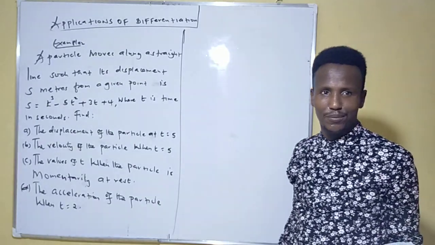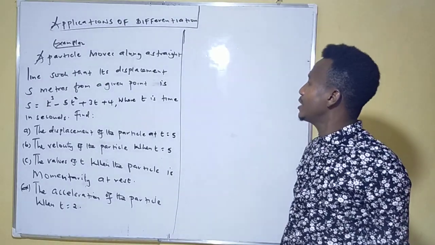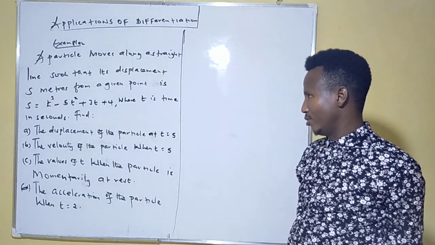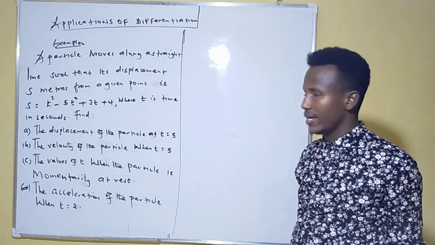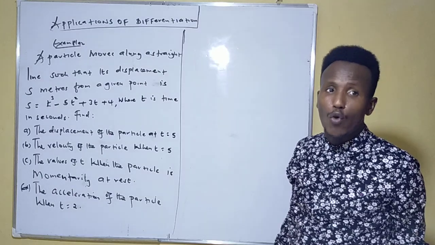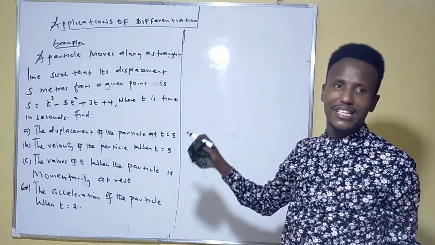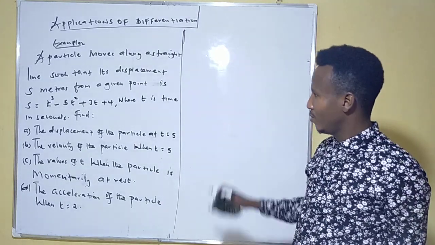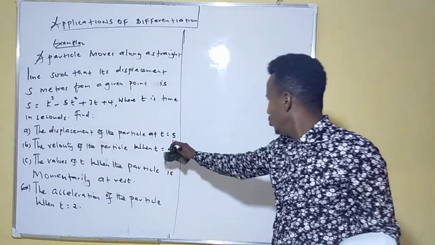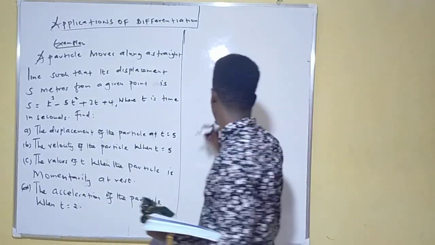Let's understand the question. A particle moves along a straight line such that its displacement, that's the distance, s meters from a given point is s is equal to t power 3 minus 5t squared plus 3t plus 4. That is the displacement, where t is time in seconds. Then find the displacement of the particle at t is equal to 5. So what are we going to do? We will substitute the value of t in the displacement. Very easy.